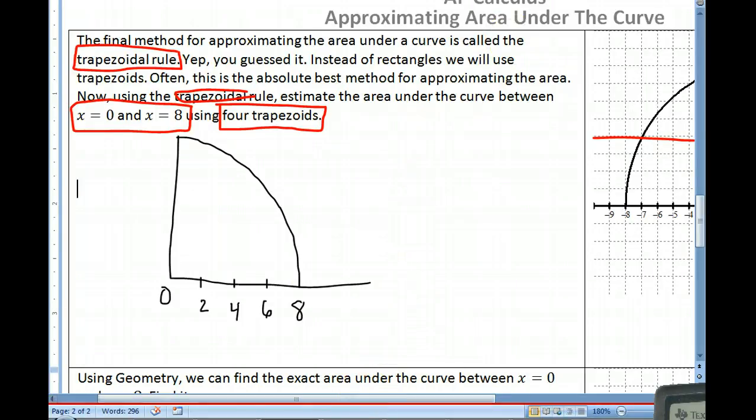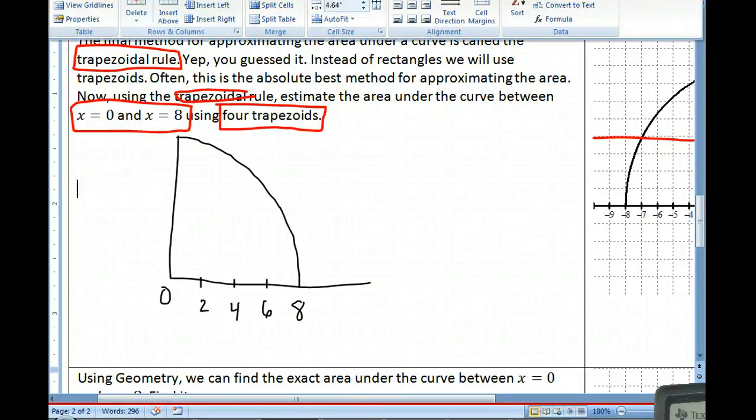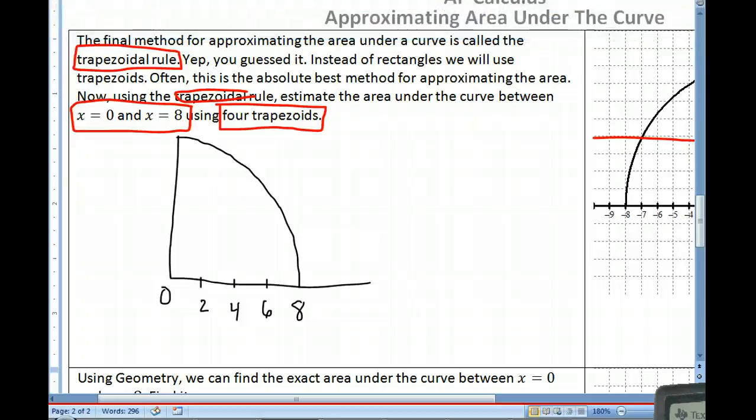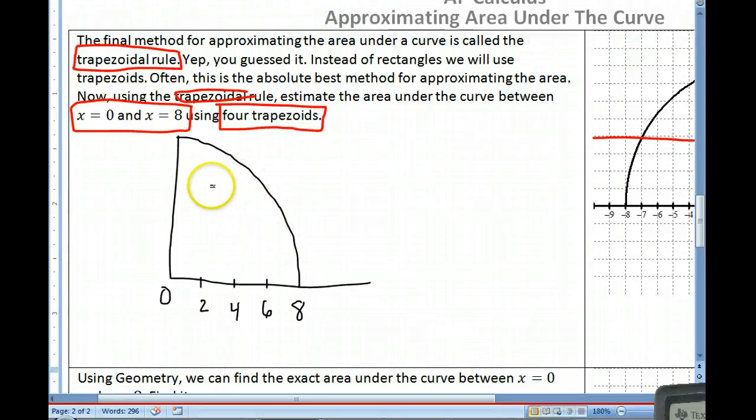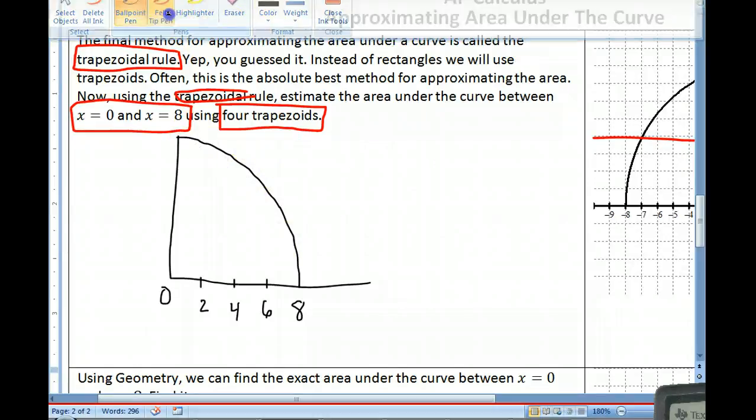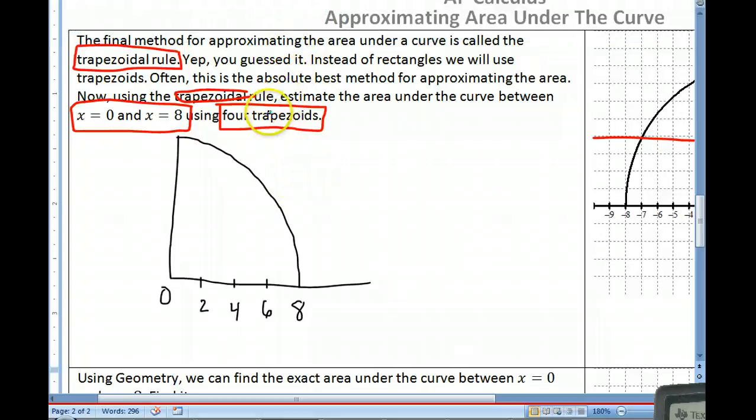So let's look at the trapezoidal rule. Is that recording? I have to break it up. I have to chop it up 15 minutes at a time.